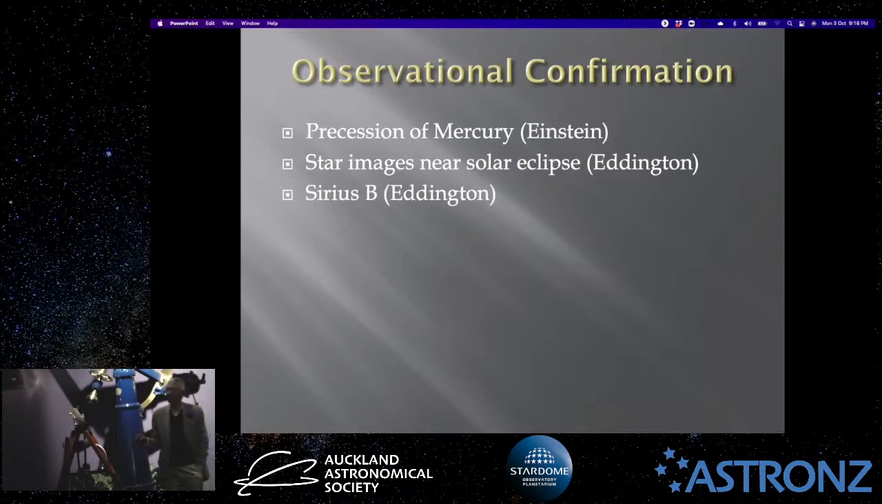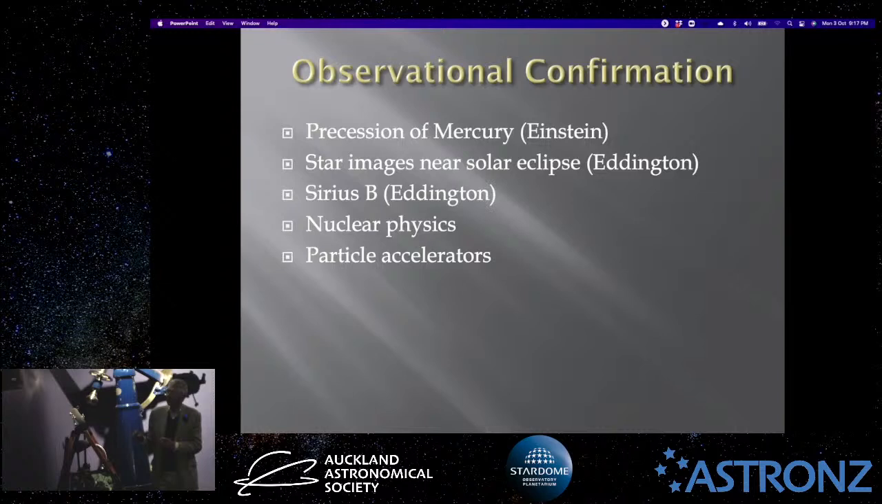Sirius B, that was a white dwarf star, for which he demonstrated a gravitational redshift of about 20 kilometers per second, recessional redshift, which confirmed that Sirius B is indeed a very dense star with a very high gravitational field. I'll just very quickly flip through some of the other things.